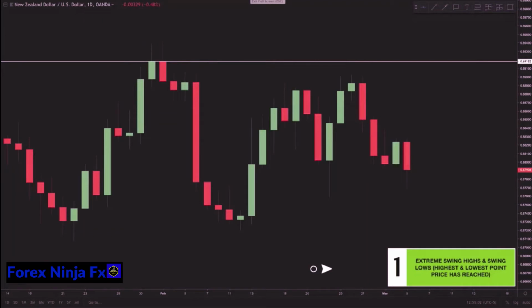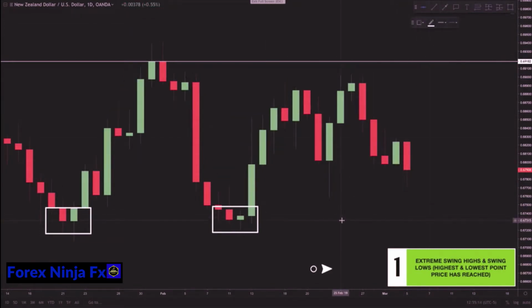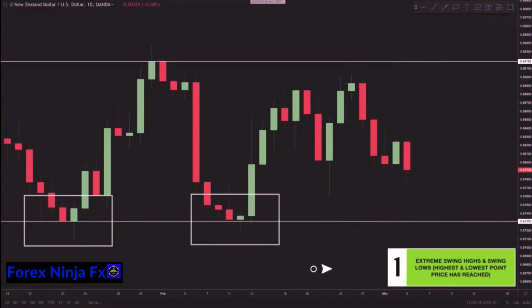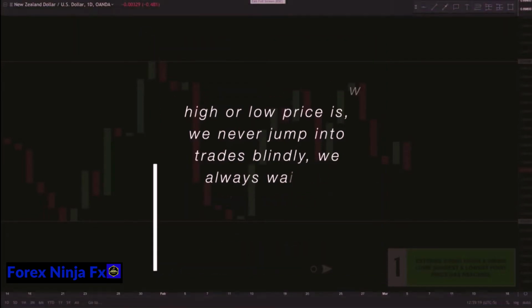Now, same along the bottom. Price came down, hit and reversed. And this was the lowest point that price got to in recent time, making this a level of support. As always, we don't jump into trades blindly, regardless of how high or low price is. We always wait for price action.